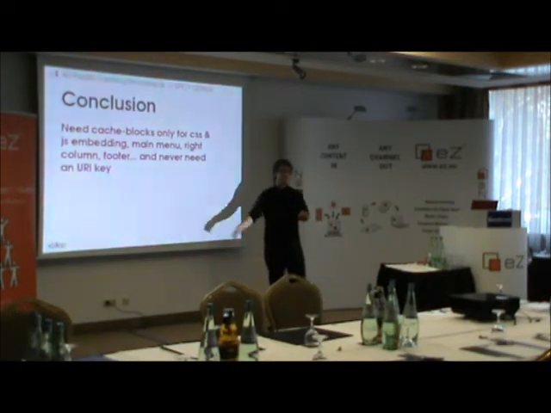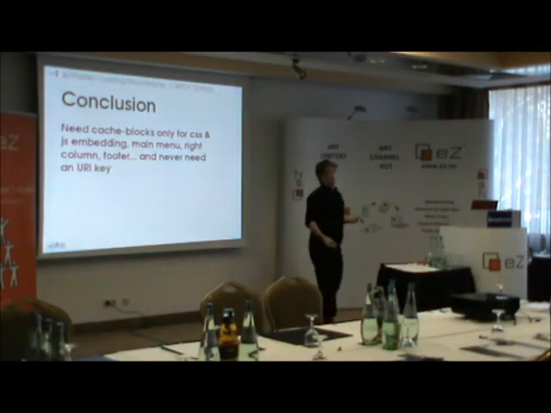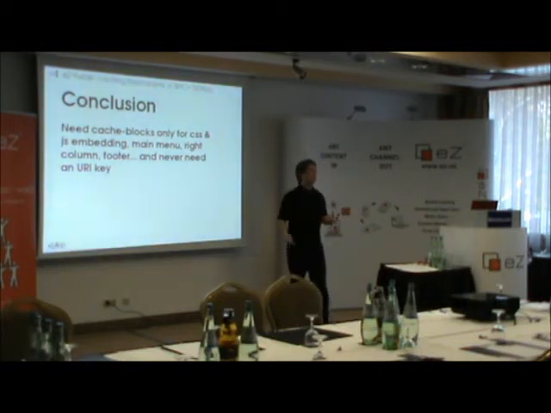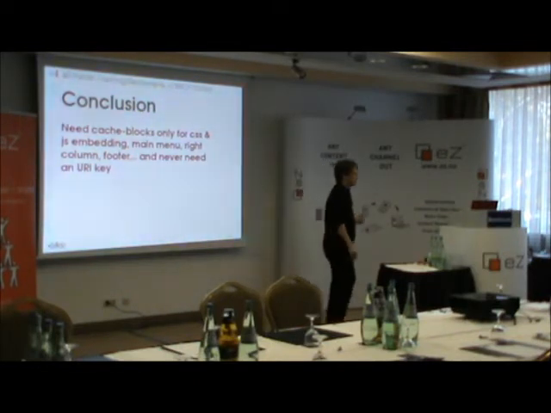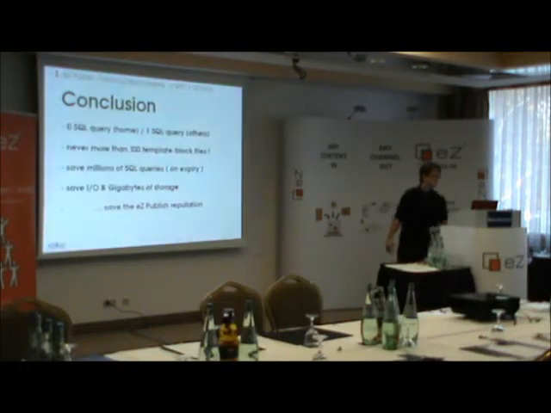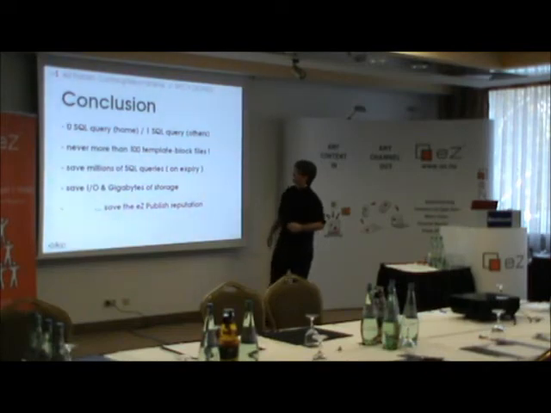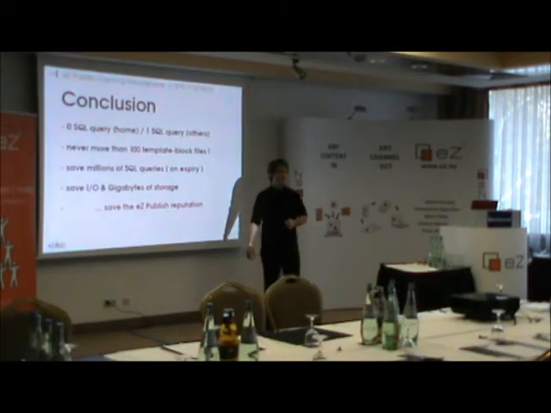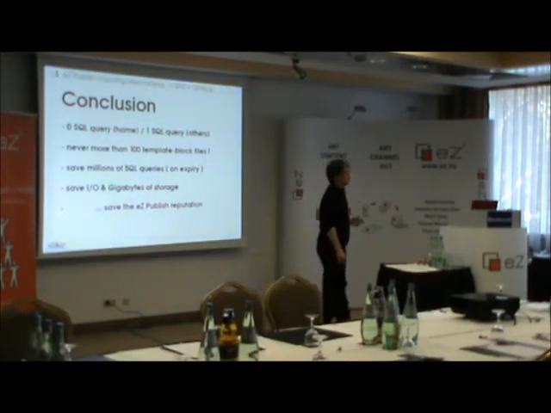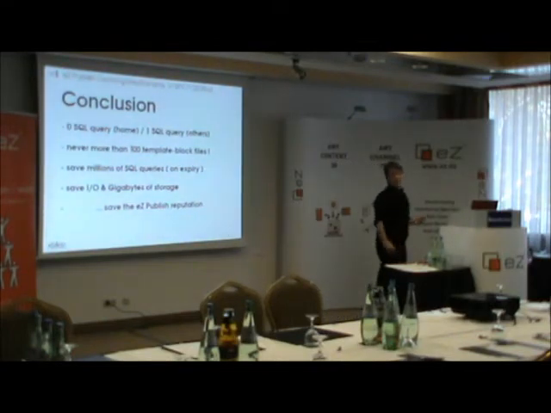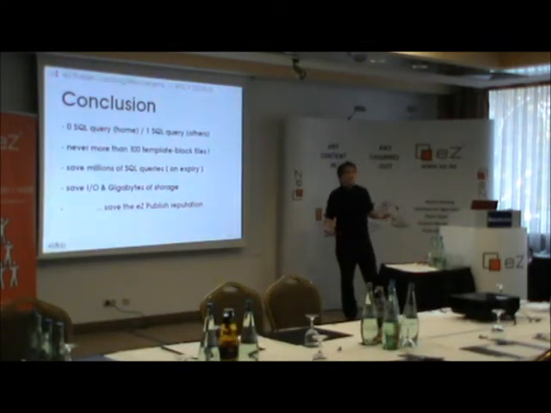The right column and the footer are not a big deal too. I need the cache block for the default right column with a TTL, so I have 1 template block file at the end. And the footer, I have 1 template block file. And at the end, I save the publish reputation, because with this demonstration, you do not generate more than 100 template block files for your project, even if your project has thousands of nodes.